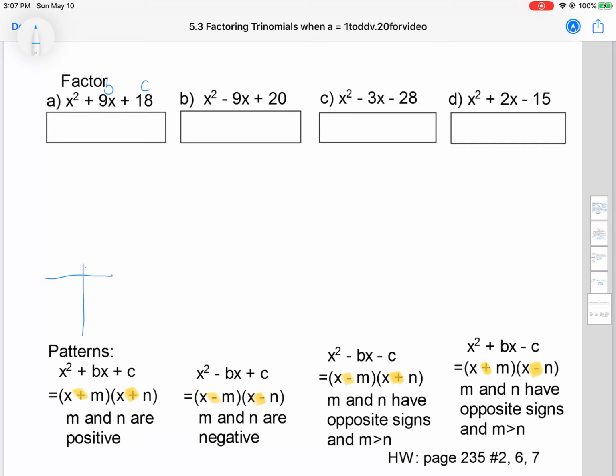So this one, remembering B and C, multiplies to 18 and adds to positive 9. So 1 and 18 makes 19. 2 and 9 make 11. 3 and 6 make 9. There we go, we got two numbers. I'm going to put the 3 first, but it doesn't matter. When the question has all positives, your answer will have all positives as well.